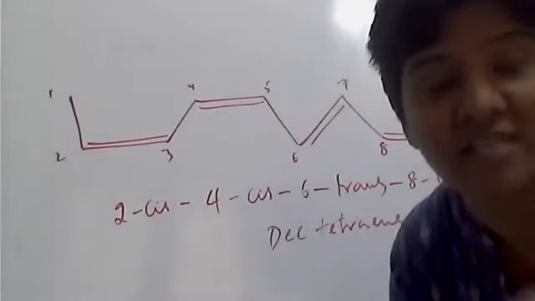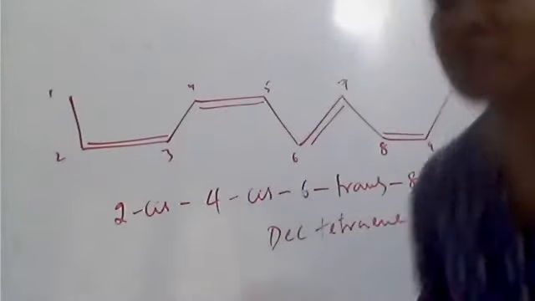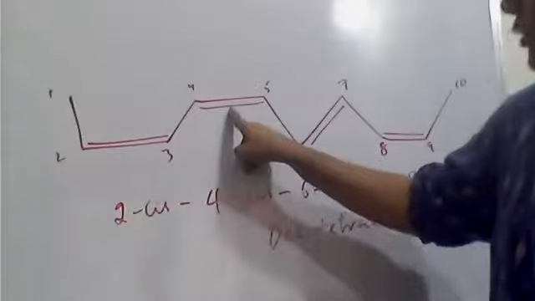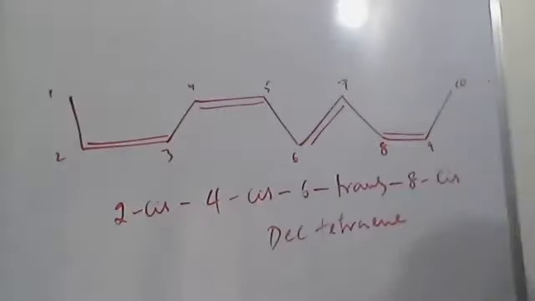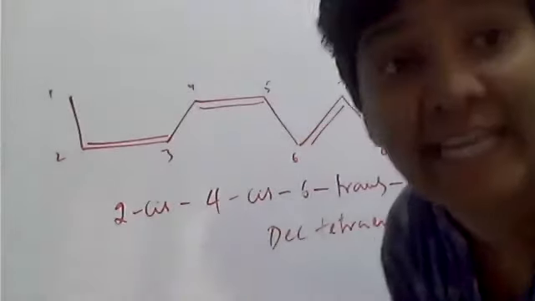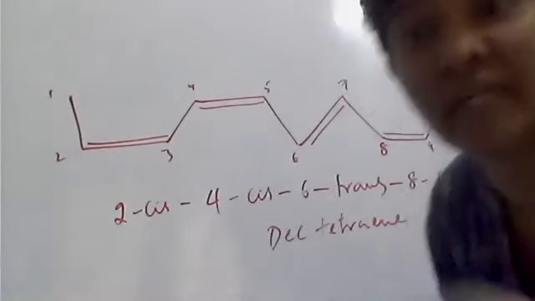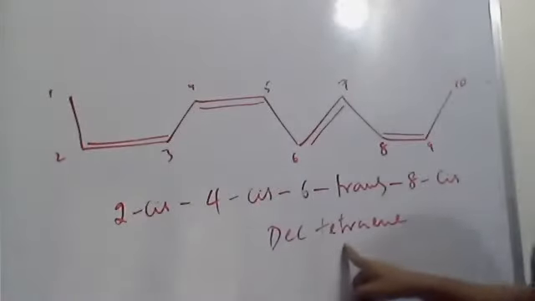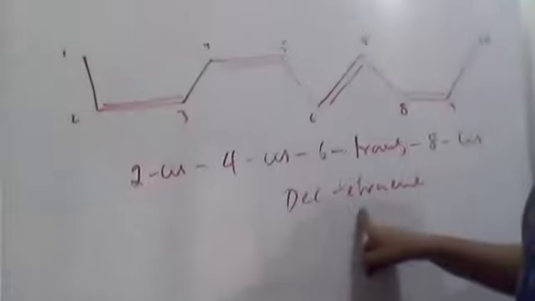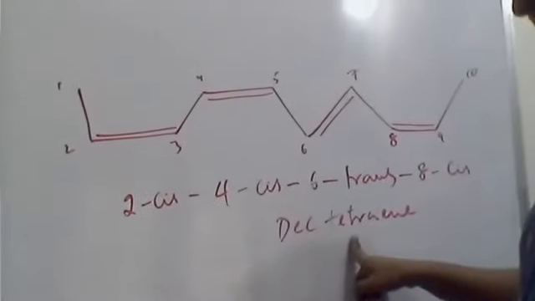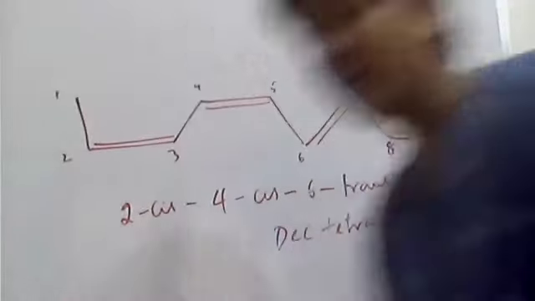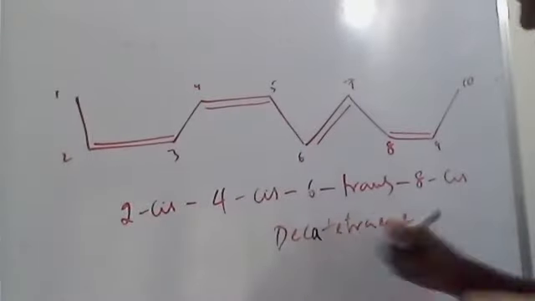This molecule has 4 double bonds. Could you see? 1 double bond, 2 double bond, 3, 4. So for double bond, ene. How many? 4 double bonds. Tetraene. See here, decatetraene. Decatetraene it is.